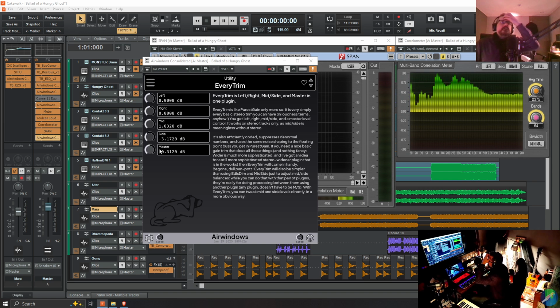Okay, so this is just a very pure, very transparent, artifact-free gain tool. And you can adjust the left and right channels independently. You get mid and you get side. And you get a master trim.